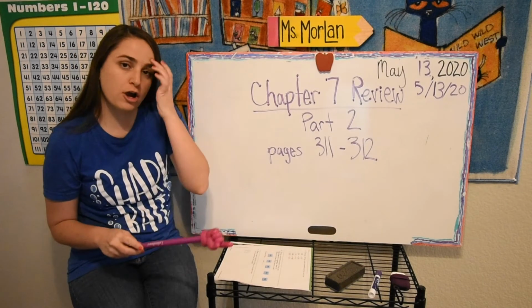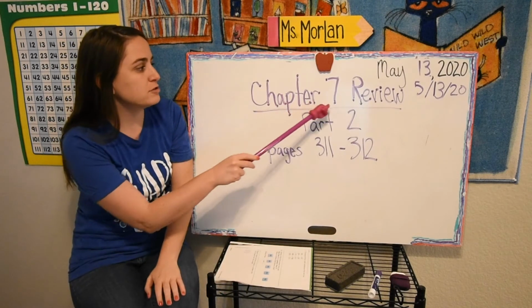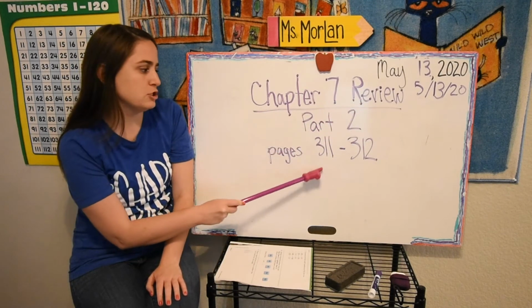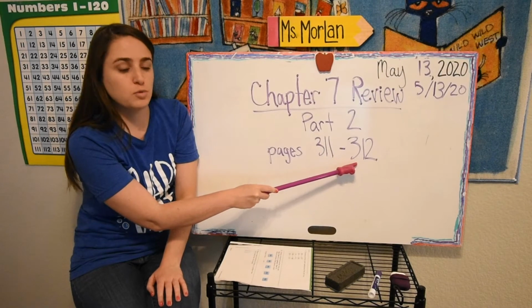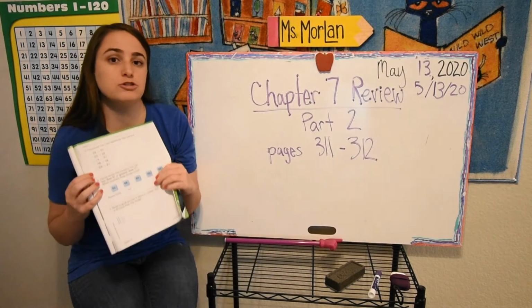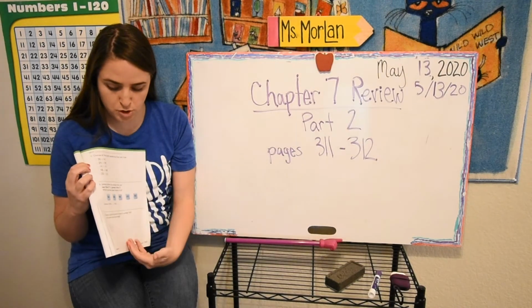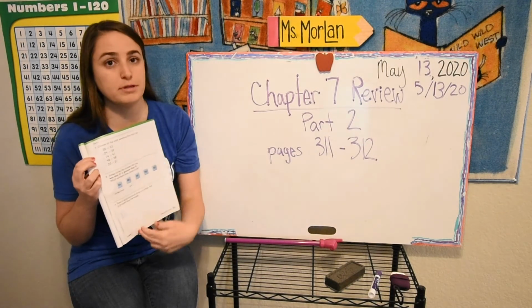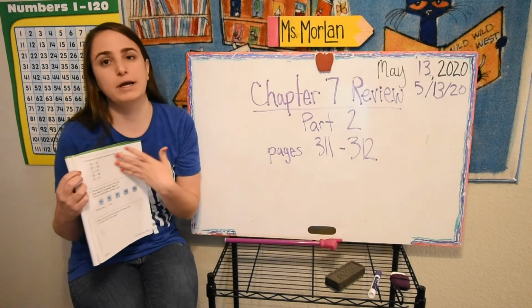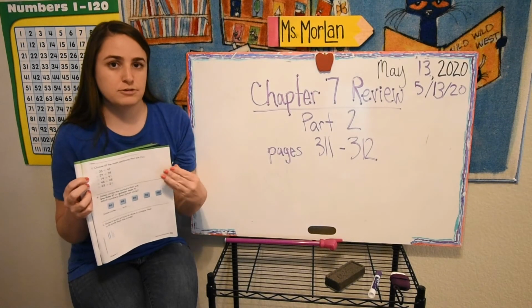Okay, today we are going to be continuing our Chapter 7 review with Part 2. We will be working on pages 311 to 312. Just like yesterday, we're going to go through and solve each problem. I'm going to solve each problem to show you how I got the answer and what the answer is.